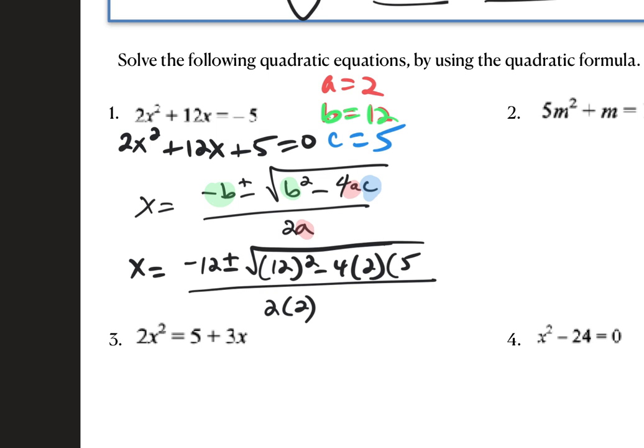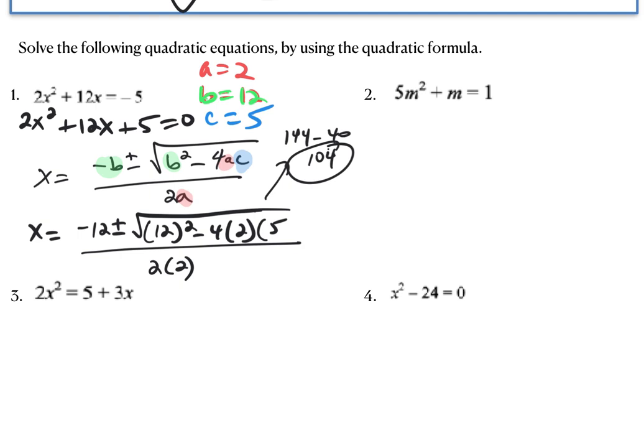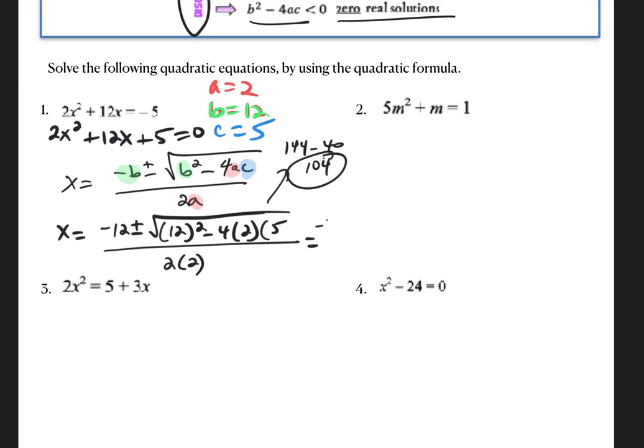12 squared, just so you know, if I were to put this in my calculator, 12 squared is 144. And this is going to be 4 times 2 times 5, which is 40. So I know that under this radical symbol, I am going to have 104. A positive number means there's going to be 2 real solutions. So that's just an interesting little thing. I am going to go ahead and write this as negative 12 plus or minus the square root of 104 over 4.